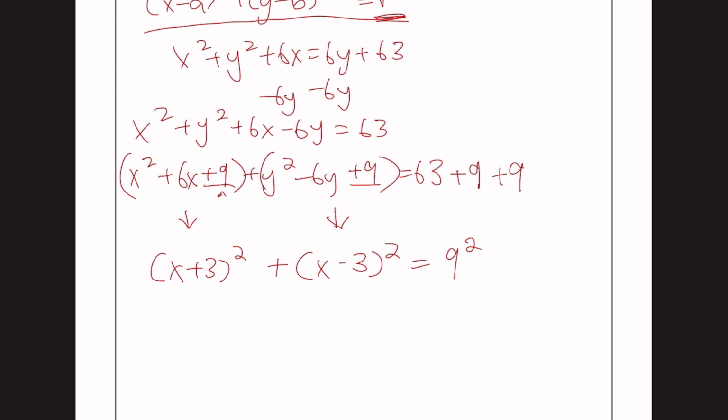So now that we've changed the equation into the circle equation, we can easily find the center and the radius. So the center, again, is (a, b). So the center for this circle is equal to (negative 3, 3). And then the radius is super easy. The radius is just 9.